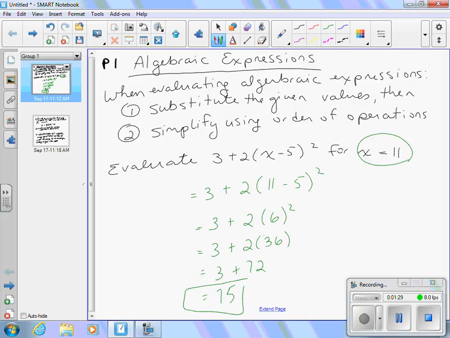Okay, so substitute and then simplify. And again, if you go from this step and can do the math in your head, I'm comfortable with you going to this step. But do this type of question using a calculator as little as possible, so that you're practicing your mental math skills as well.